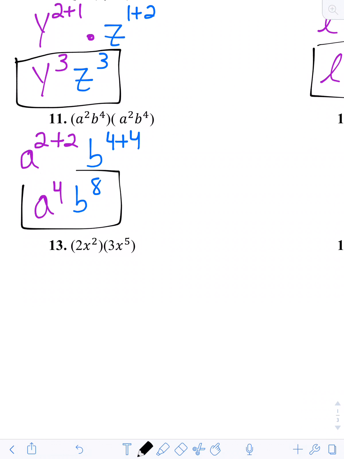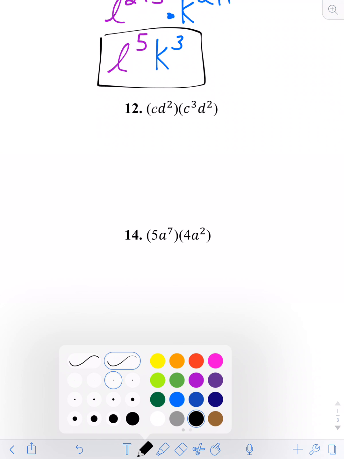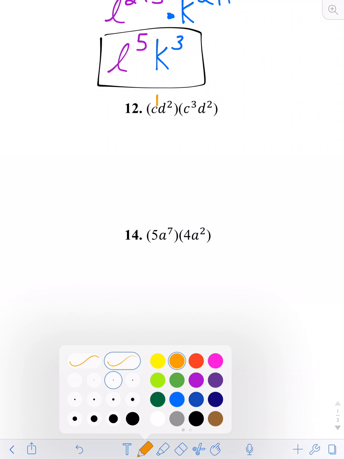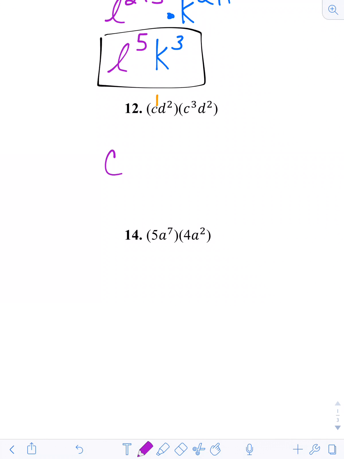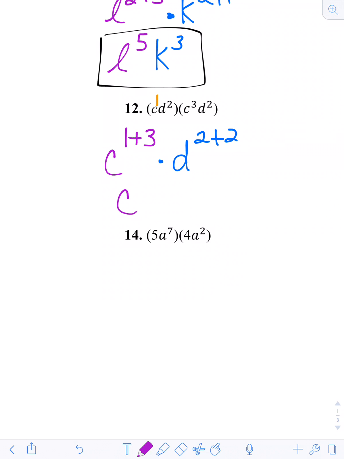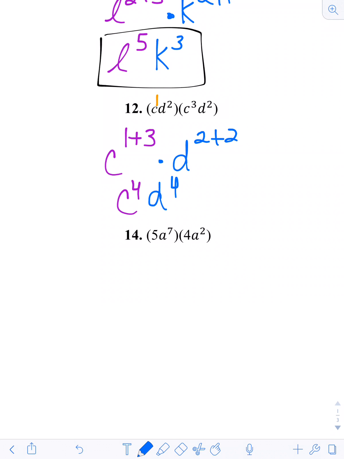All right. Number 12. So again, first step is wherever I don't see an exponent, I'm going to put one. So c is to the first power. And that's it. So now I'm going to rewrite this. C, my exponents are 1 and 3. And then I have D, my exponents are 2 and 2. So I'm going to simplify this. So we have C to the fourth power, and we have D to the fourth power. And then I'm going to go ahead and box this in.